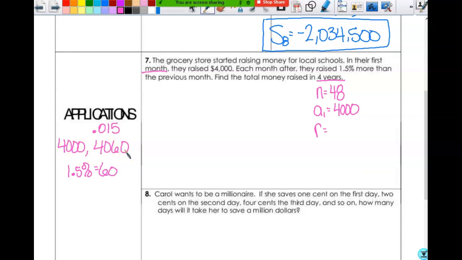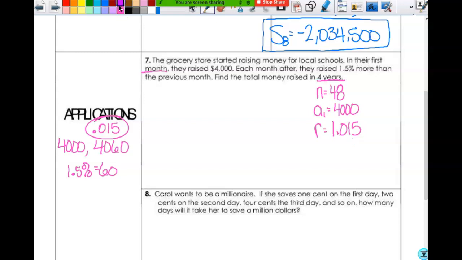So R, even though we have a rate of 1.5%, this is not R. Because if this was R, then I'd go from 4,000 to 60, and that's not what I want. So what would my R be? It'd be 1.015. Does that make sense? Do we all understand why it's 1.015? It's kind of like getting the total plus tax, right? We good on that? Okay, so that's my R. So those are the pieces that I need.